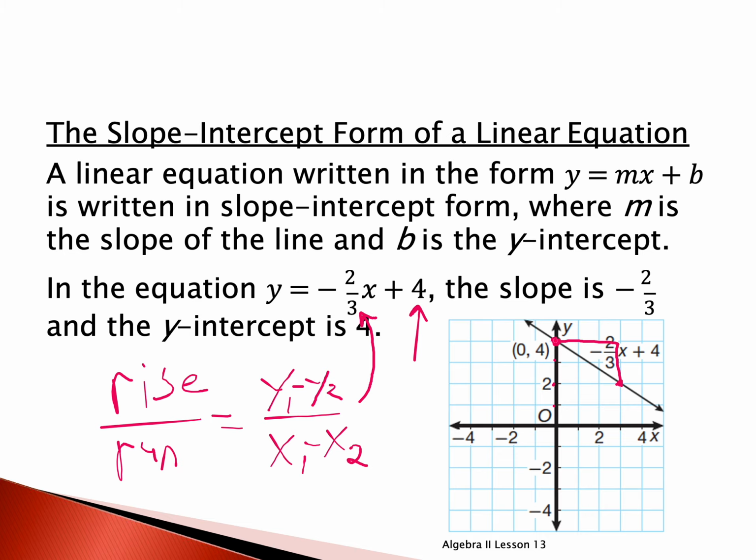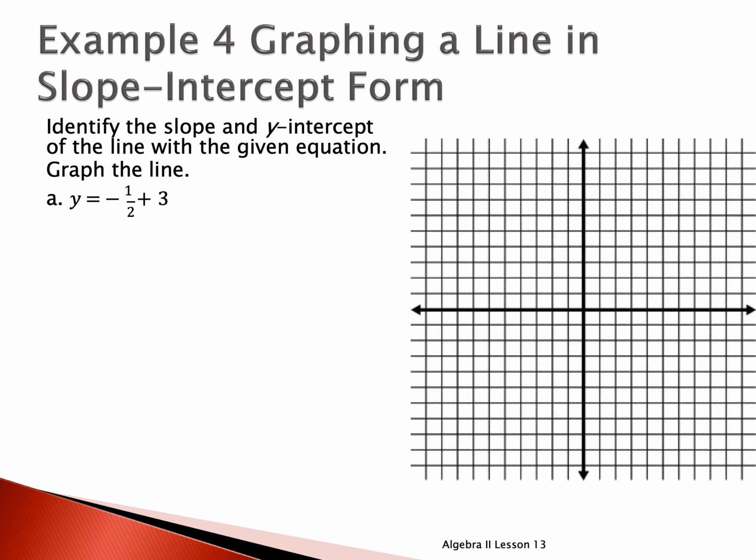So let's use this form to graph a line. We've got y equals negative 1/2 x plus 3. Let's start with the 3. Remember, that's my intercept. That's saying we have a point at 0, 3.